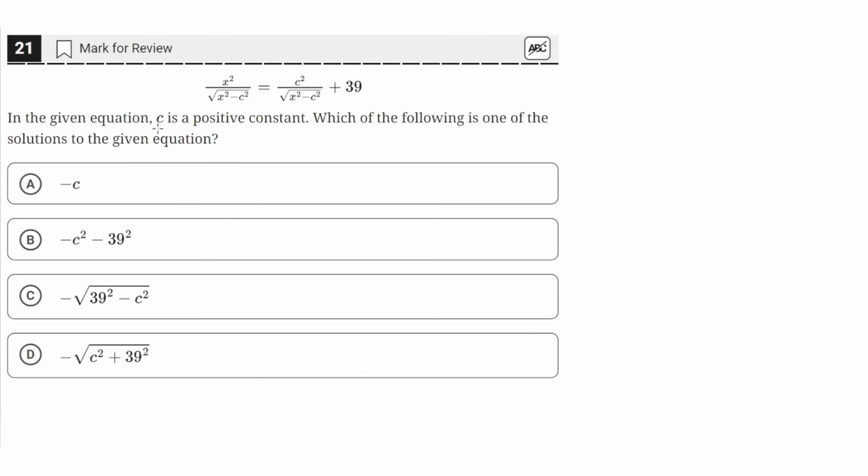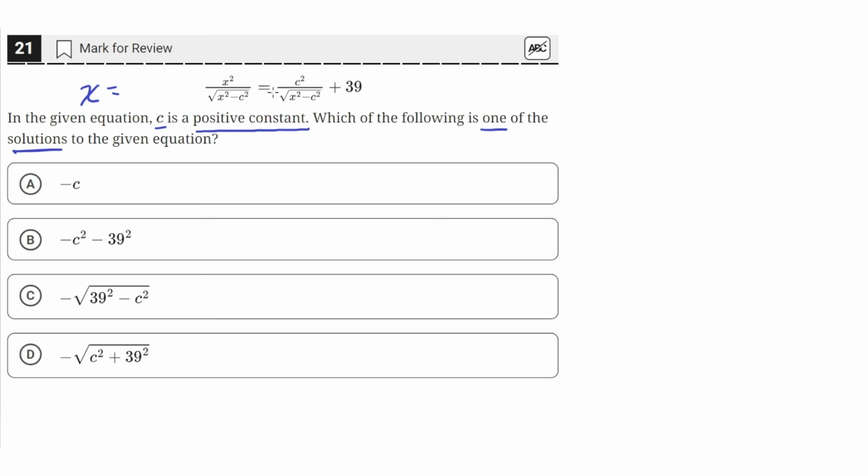In the given equation, c is a positive constant. Which of the following is one of the solutions to the given equation? So we have this equation here, and we need to find the value of x. So what x equals to.